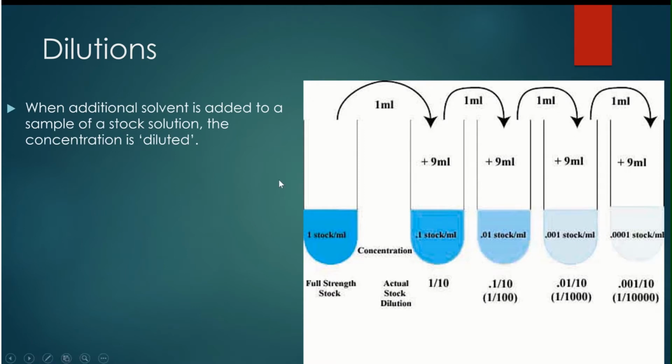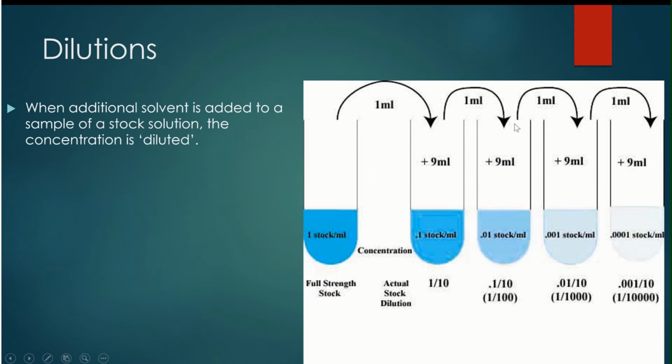So whenever we add solvent, more water, to a small amount of stock solution, we are diluting it. So the example here, we have a stock solution. We take 1 milliliter of the stock solution and then add 9 milliliters of water. Our new solution, our dilution, is now only 1/10 the concentration of the stock solution.